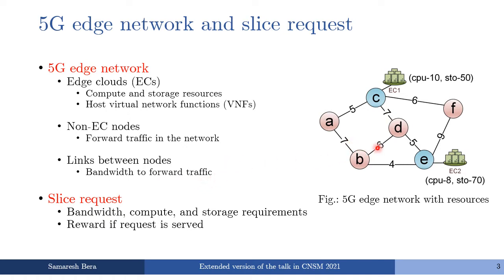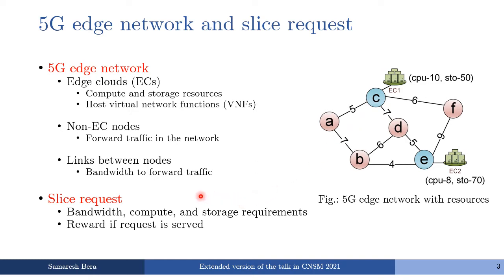If we consider the example here, we have nodes A, B, D, F. These are the non-edge cloud nodes. They simply forward traffic in the network, and the nodes C and E are equipped with compute and storage resources to host the virtual network functions. So these nodes are treated as edge clouds. Further, we have the links. For example, the link between node A and C has certain bandwidth to forward the traffic.